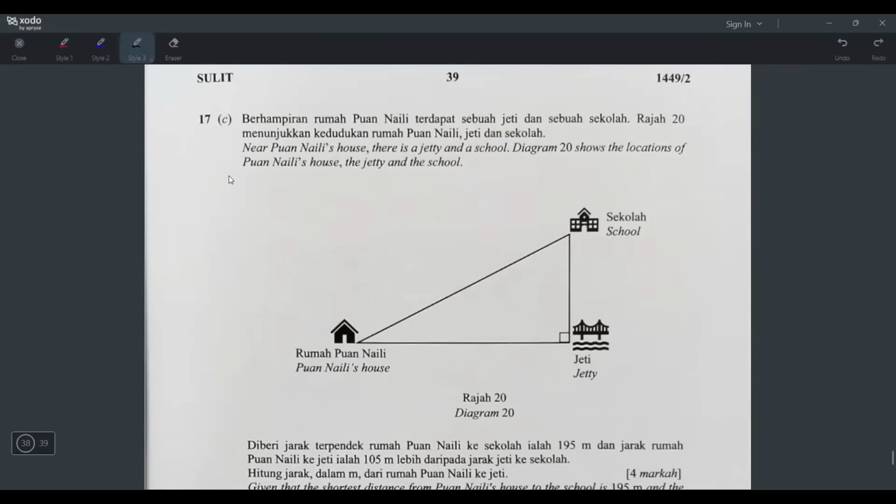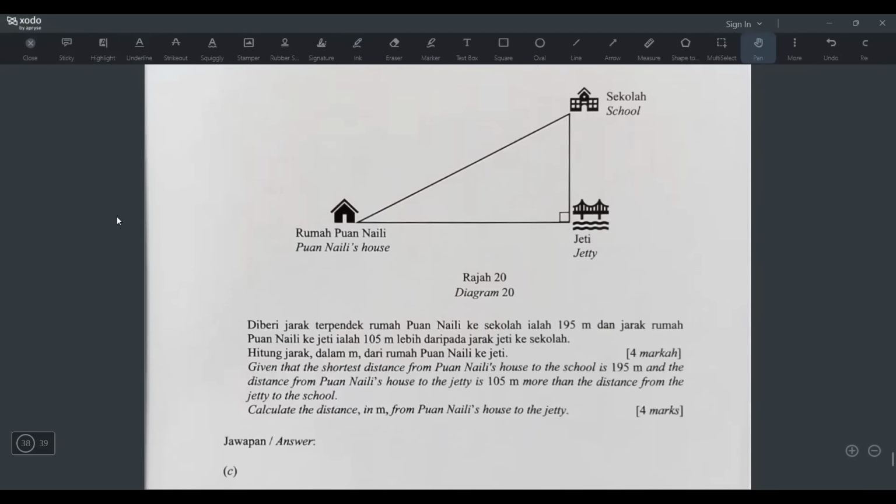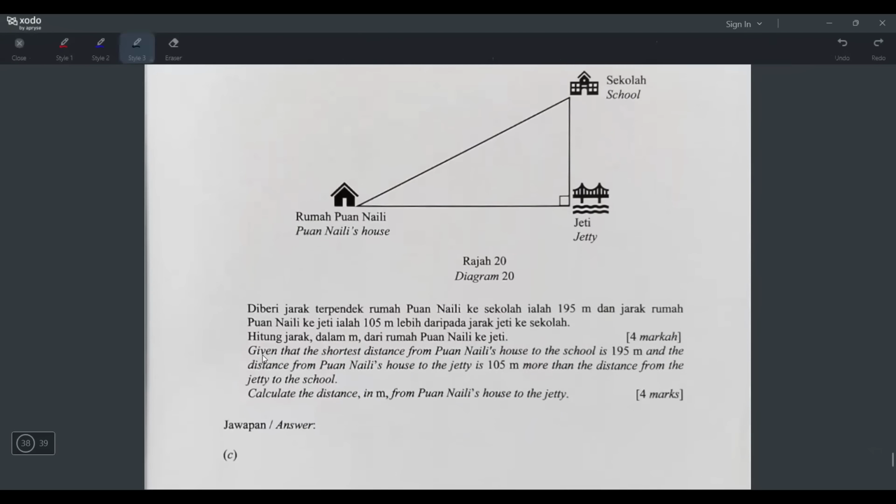Okay, 17C. Near Puan Naili's house, there is a jetty and a school. So this is the house, jetty, school. Diagram 20 shows the location of Naili's house, jetty, and the school. Okay, there's nothing important here. And then, given that the shortest distance from Naili's house to the school is 195 meter. Naili to school, shortest distance 195 meter. So this is 195 meter.